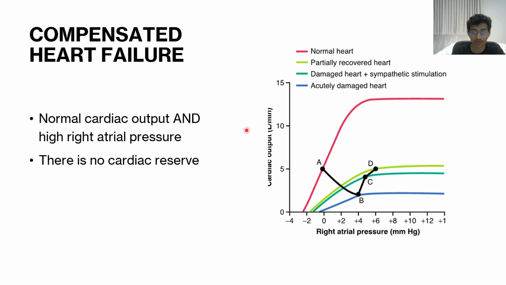Okay, now we dive into compensated heart failure. The mechanism we saw ends up with a condition called compensated heart failure. Now in compensated heart failure, if you compare A to D, you have a normal cardiac output but a high right atrial pressure. And if you notice, there's no cardiac reserve unlike at point A.